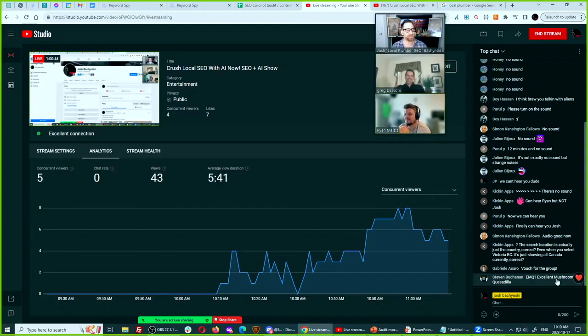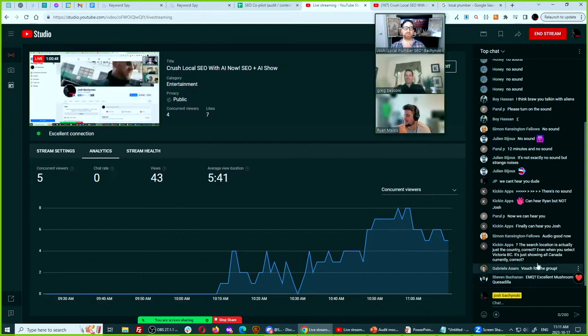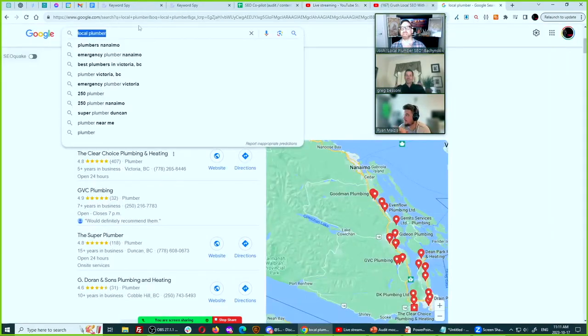That could be good. No, Stephen, you know that EMQ stands for exact match query. EMQ is for the exact query you want to rank for. Plumbers Nanaimo is the search they're searching in, and that's the query they're typing in, and that's the exact match query you want to rank for. It's the exact thing you want to rank for. That's what EMQ stands for.